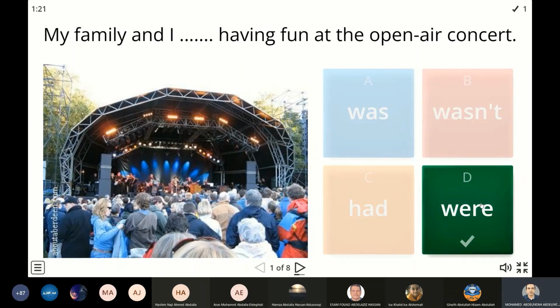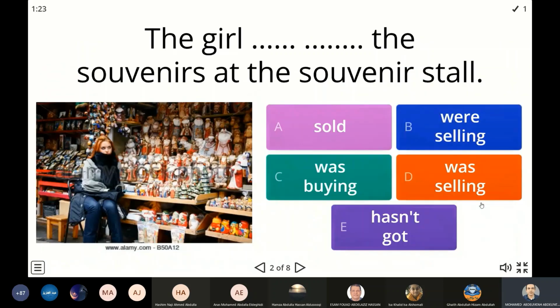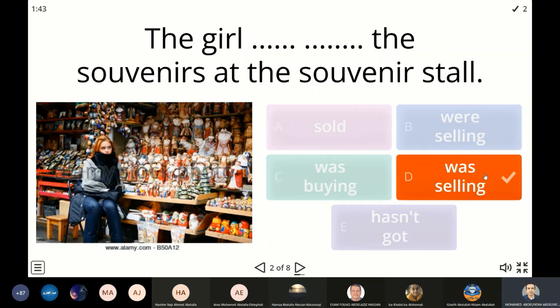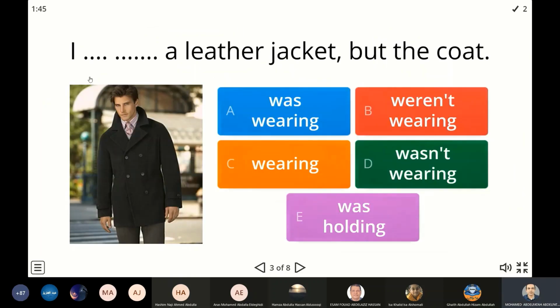Thank you, students. Number 2, the girl bought the souvenirs at the souvenir stall or market. The girl sold, were selling, was buying, or was selling. Was selling. This is the correct answer. Bravo. Number 3, I a leather jacket, but the coat. I was wearing, I weren't wearing, wasn't wearing.